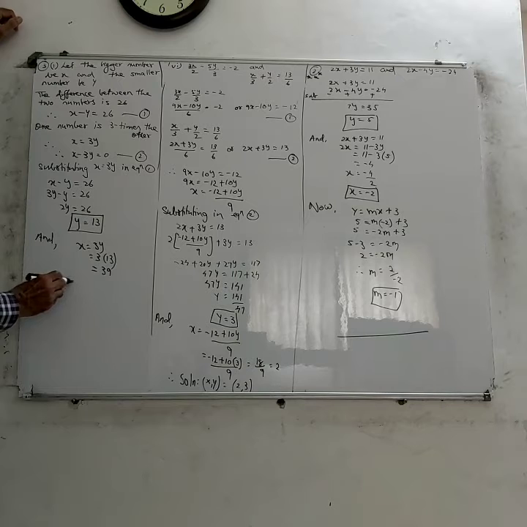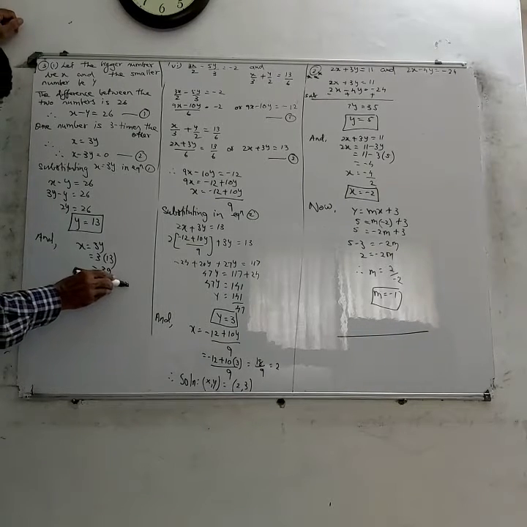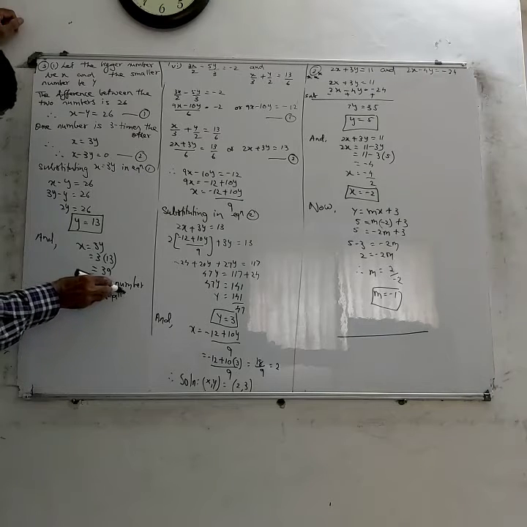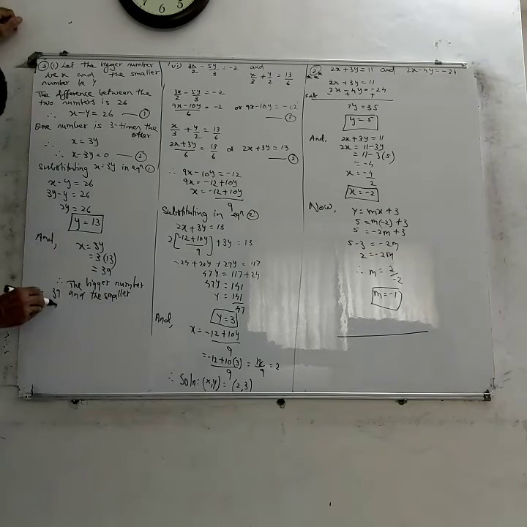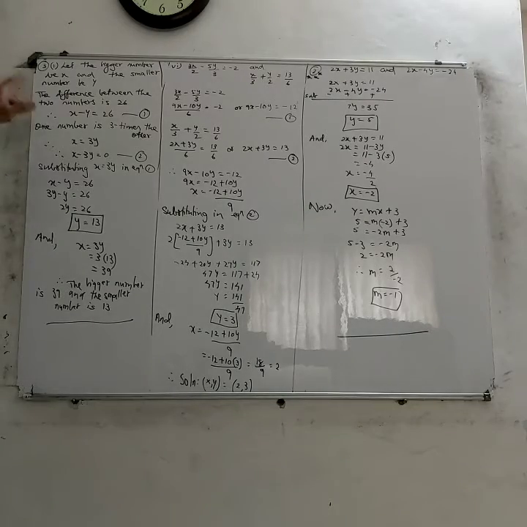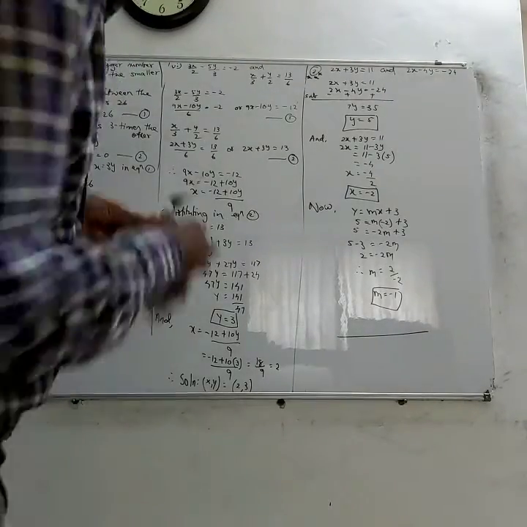So therefore, the bigger number is 39 and the smaller number is 13. Okay. So you can see the bigger number and smaller number you can easily get from this. This again is something that we need to practice.